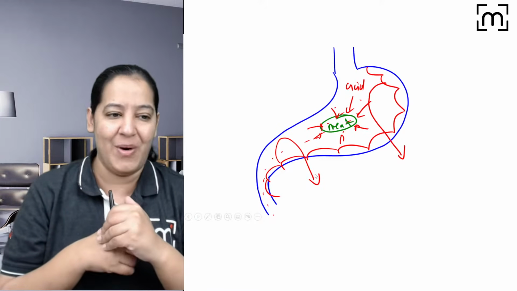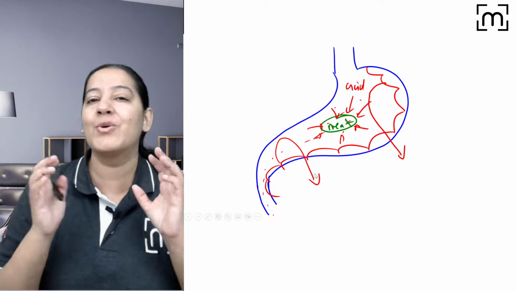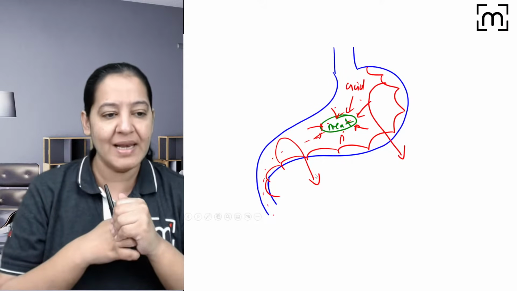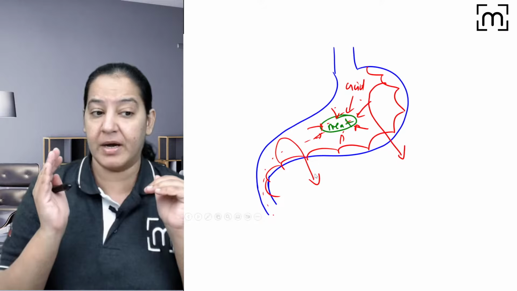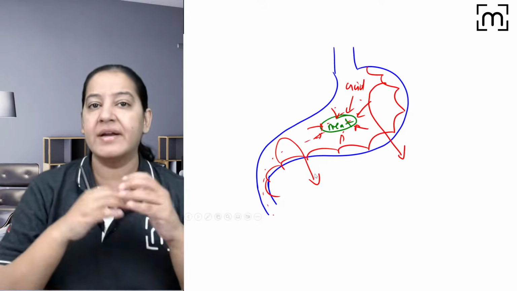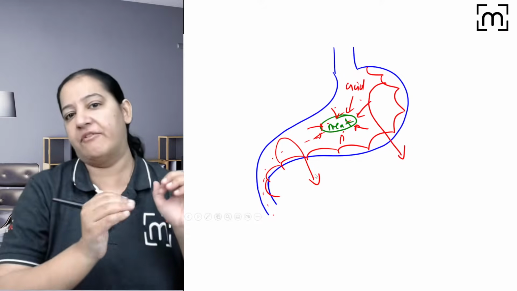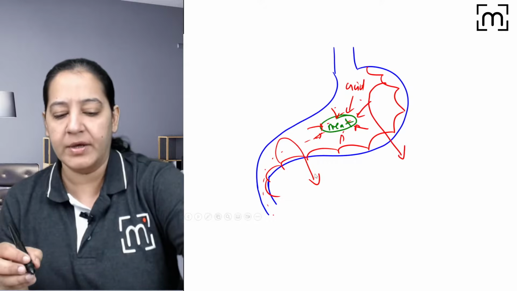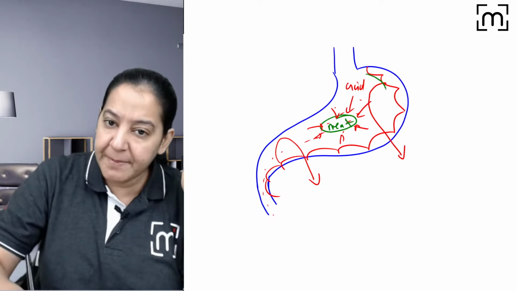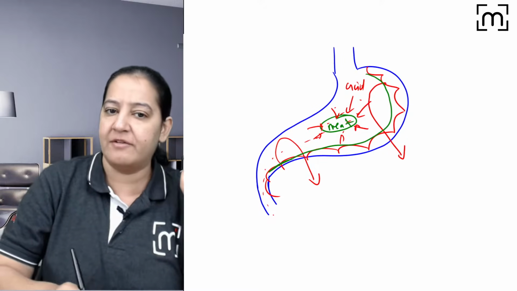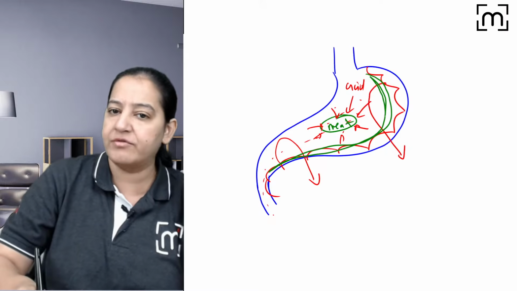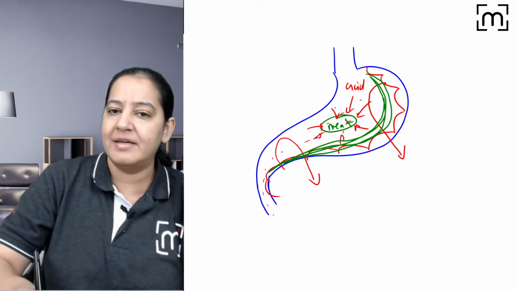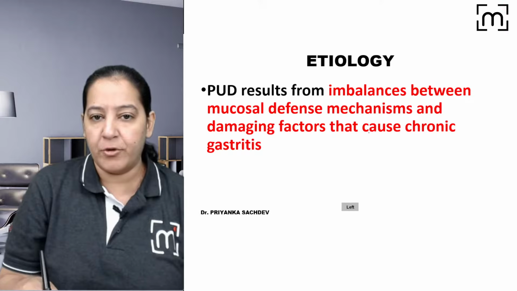Yes, Analipsa, you are right. So the mucosal lining is covered by mucosa, I must say, right? There is a protective covering. Okay, let me draw. The complete mucosa is lined by a protective covering, a protective covering of bicarbonate.